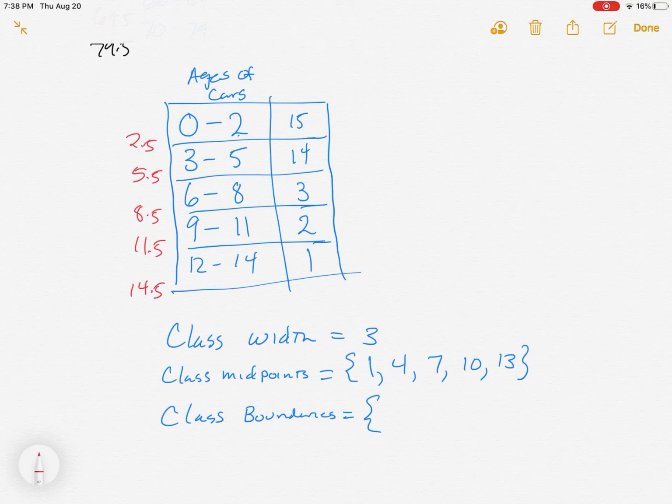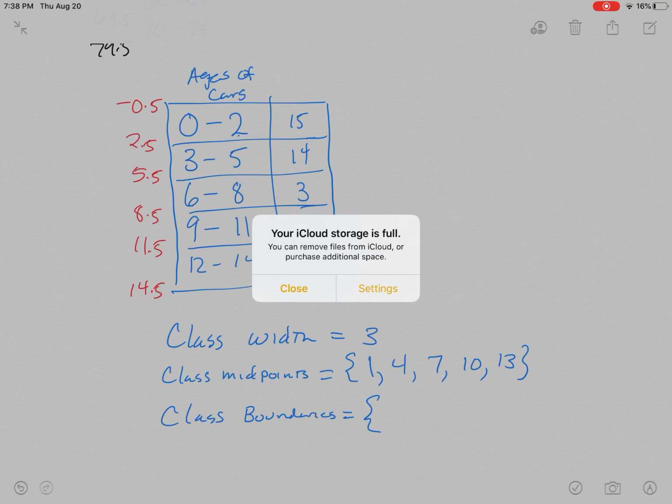And then also before the first. 14.5 minus 3 is 11. 11 minus 3 is 8. 8 minus 3 is 5. 5 minus 3 is 2. And 2.5 minus 3 puts you underneath 0.